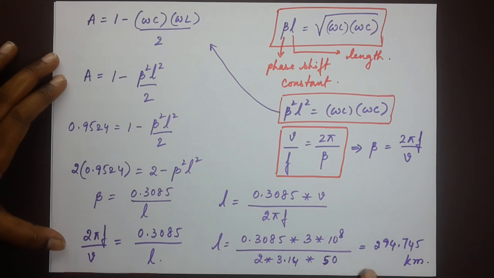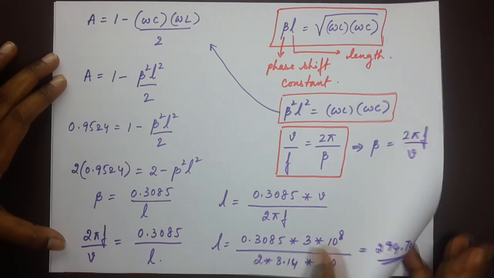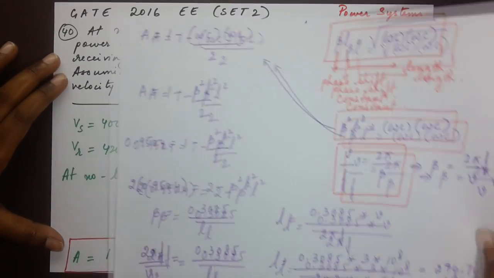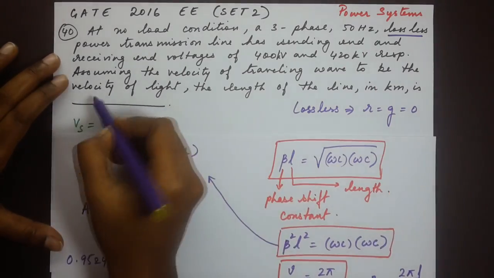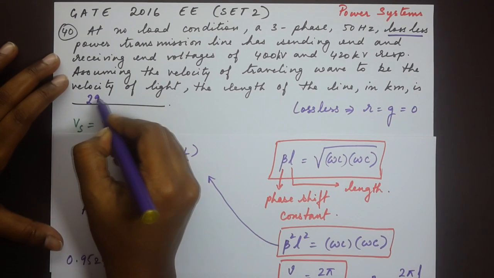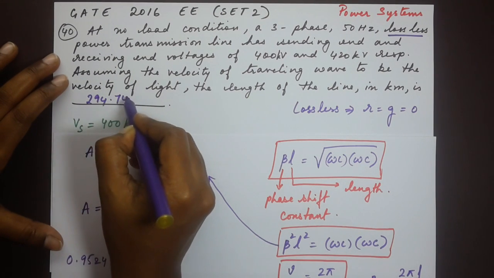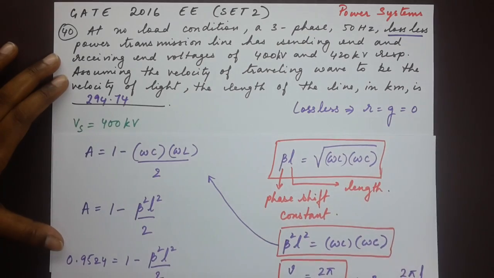Now once you solve this, you will get it in terms of meters. Please remember, 294,745 meters. You convert that into kilometers because the question asks for kilometers. So here this is our final answer. 294.74 is the final answer.